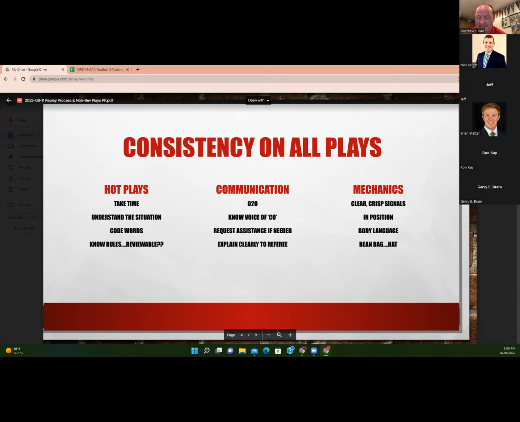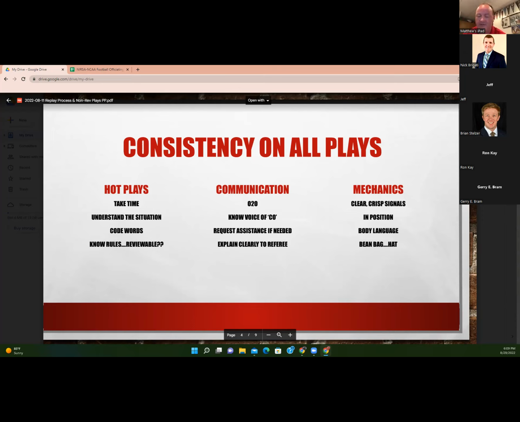It may seem just a couple seconds, but for those who are in the booth, 7 seconds is really almost like a lifetime for me to make a decision. We need to understand the situation. You need to understand the situation that's going on a hot play. Code words. Your crew probably has some code words that may be discussed over the 020. Utilize those. Listen for the communicator to maybe give you a code word.